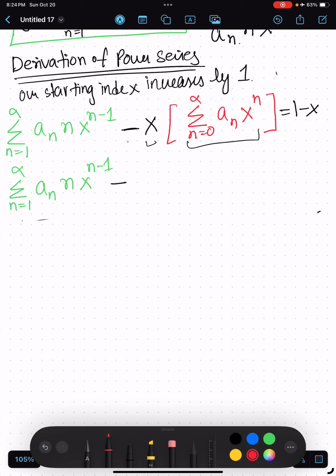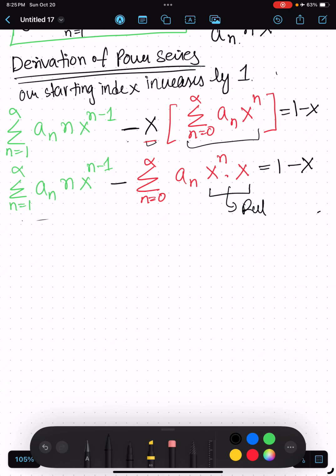minus summation n equals 0 to infinity a sub n x to the power n times x, this x right here, equals 1 minus x. Now, by the rules of exponents, we know that if we have the same base, then their powers or exponents add up. So for example, if I have a to the power b times a to the power c, then by rules of exponents, it's going to be a to the power b plus c.